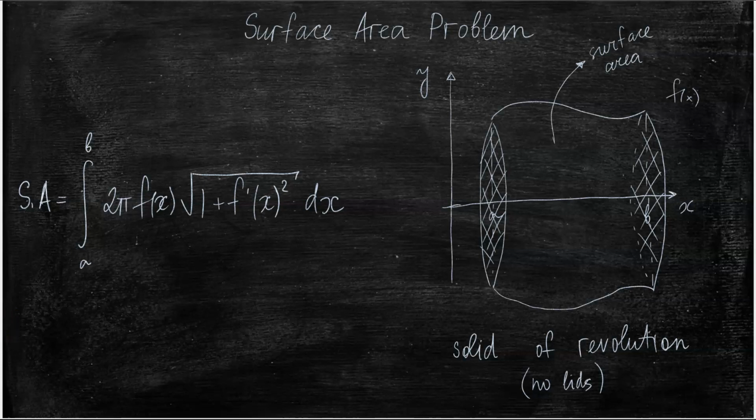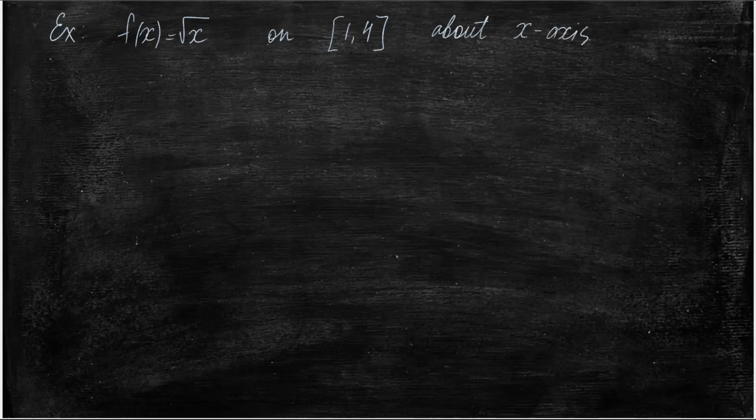And let's do an example. Let's find the surface area of a solid obtained by rotating a piece of this function on the interval from 1 to 4 around the x-axis. So the picture would look something like this. We have a piece of a radical function, and we're rotating it around the x-axis. So it looks kind of like a bucket sideways.